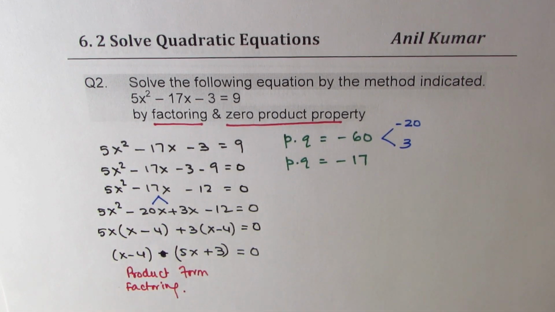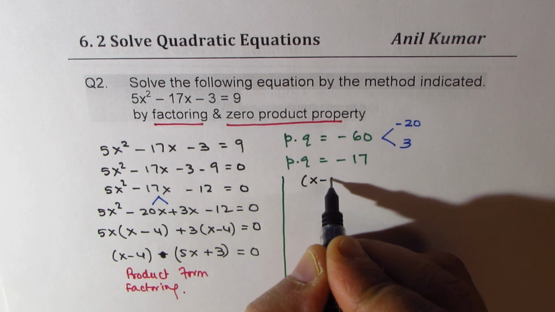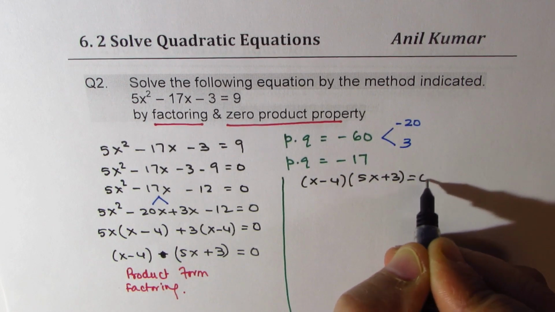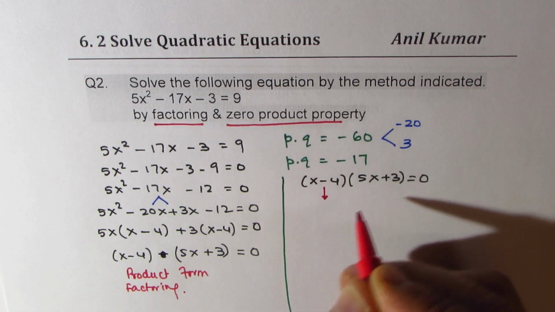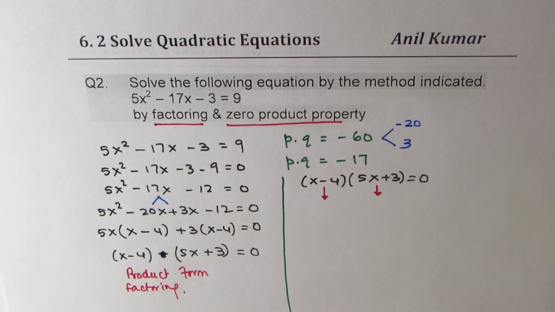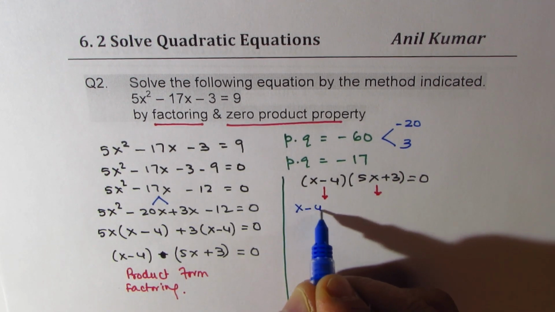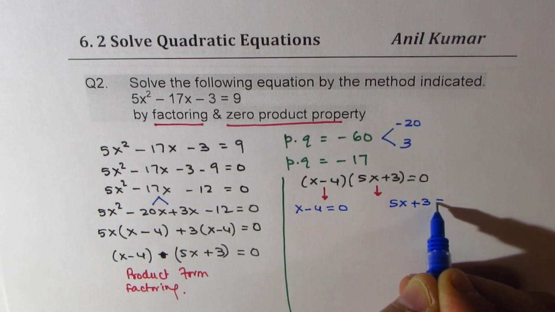First part. Now we need to solve this equation by zero product property. What is that? Let's rewrite the factored form, which is x minus 4 times 5x plus 3 equals to 0. Now when can this be 0? Either both are 0 or one of them is 0. So we have two options here. One is we have option of x minus 4 equals to 0. The other one is 5x plus 3 equals to 0.